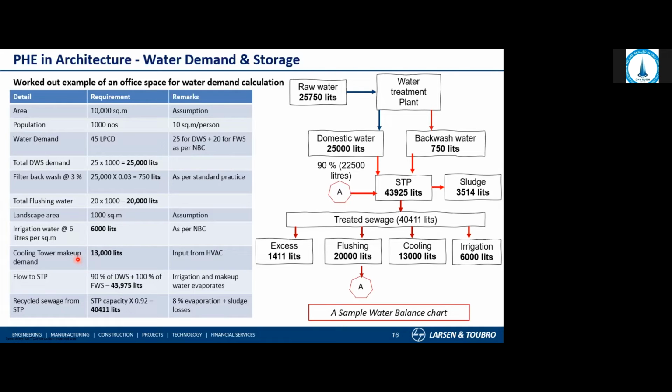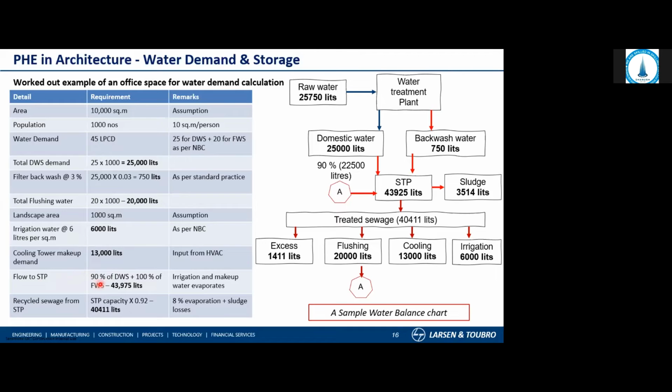Then, as I said, there is another requirement where building cooling is needed. If you get some input from our HVAC team, you can add that amount; it's just a tentative figure I added here. So finally, putting it all together, how much water will become wastewater, and how much will reach the STP?